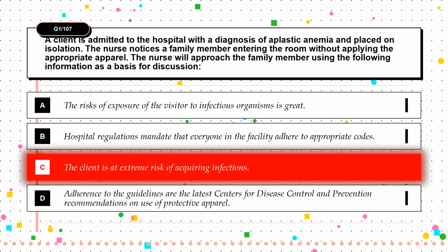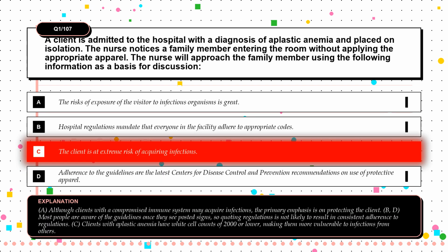The correct answer is option C. The client is at extreme risk of acquiring infections. A. Although clients with a compromised immune system may acquire infections, the primary emphasis is on protecting the client. B. Most people are aware of the guidelines once they see posted signs, so quoting regulations is not likely to result in consistent adherence to regulations. C. Clients with aplastic anemia have white cell counts of 2,000 or lower, making them more vulnerable to infections from others.